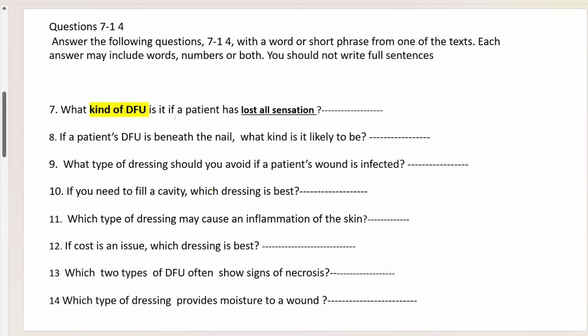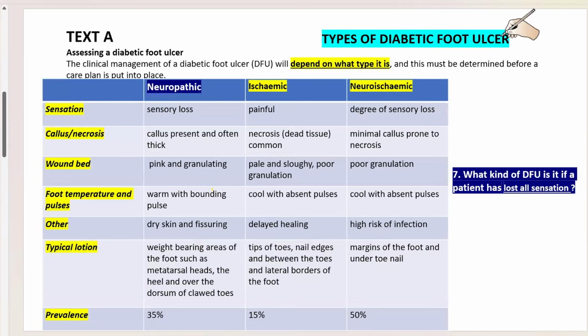So it's like this. What kind of DFU is it if a patient has lost all sensation? Which text is the particular information from? Text A. So in text A, what kind of DFU? How to find out? Sensation, we have to go. They're just asking lost all sensation. There will not be any sensation, that means sensory loss. Why is it not neuropathic painful? Because here they have mentioned painful, that means there is some sensation. If you don't have any sensation, definitely you will not feel pain. Here is degree of sensory loss, that means some level of sensory loss. So in neuropathic, it's completely no sensation. That means sensory loss. So what will be your answer?